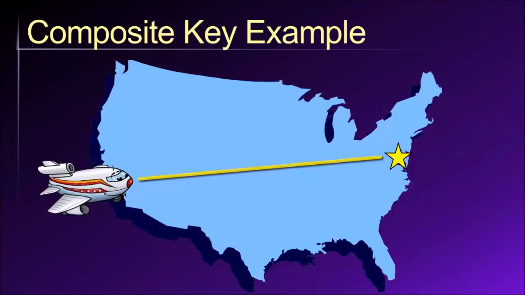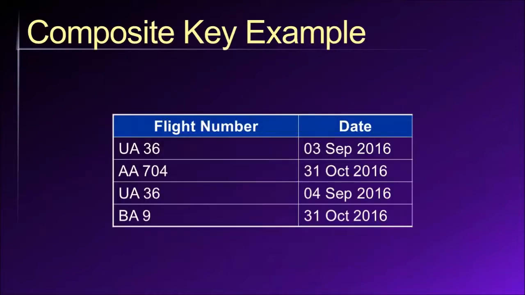And one piece of information that we could use would be the date. Let's look at this table that's currently shown on your screen. As you can see, we have United Airlines Flight 36, and it exists in more than one location in the table, which means that the value of UA36 is not unique.